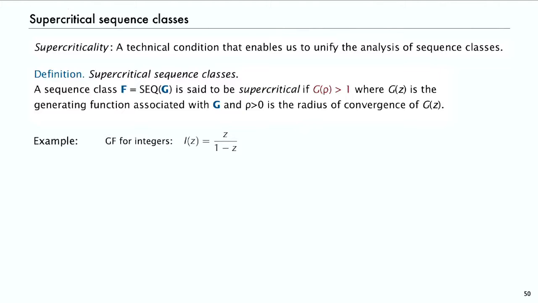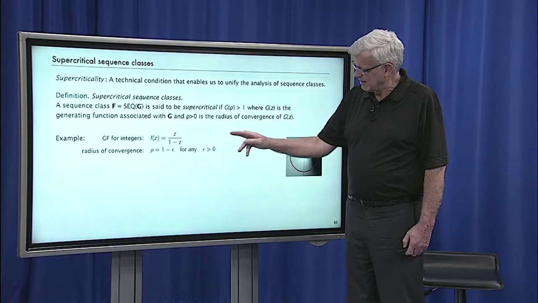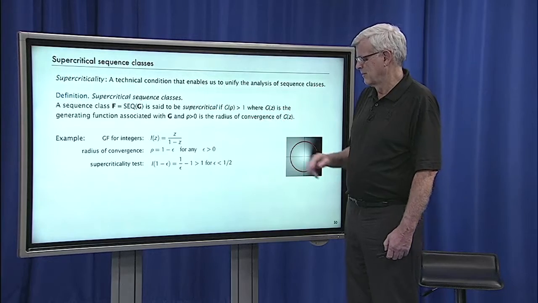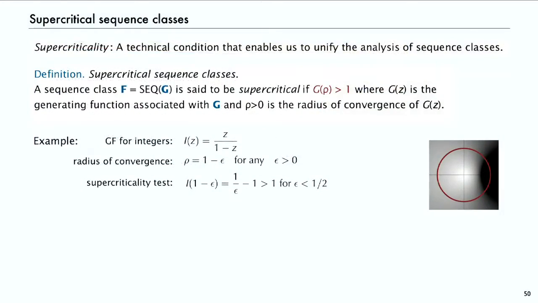So just as an example, we did the generating function for integers a while ago, z over 1 minus z. So the radius of convergence is 1 minus epsilon for any epsilon. So if we evaluate it at rho, then we get 1 over epsilon minus 1. And there's plenty of values of epsilon within the radius of convergence for which that's bigger than 1. So as long as we pick a small enough epsilon, then we have the supercritical condition satisfied.